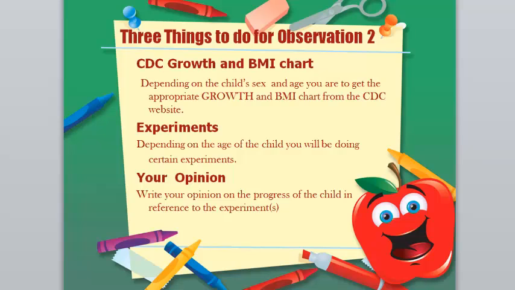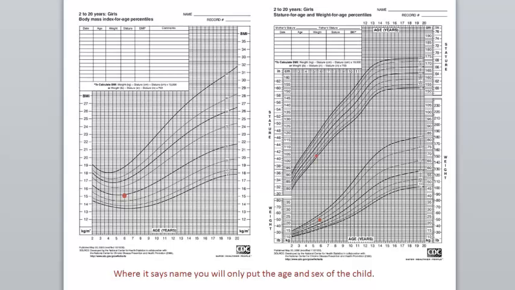This is a copy of the CDC chart. The body mass index, the BMI chart, is on the left, and the weight and stature chart is on the right. Where it says the name, you will only put the age of the child and the sex of the child. You will not use names due to confidentiality.